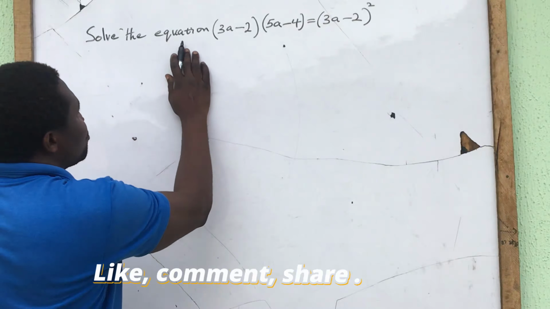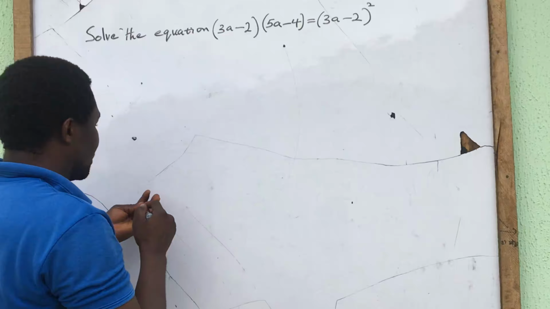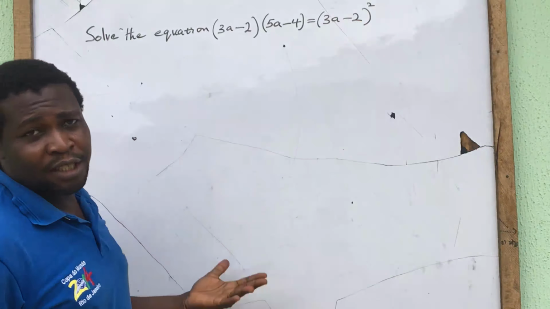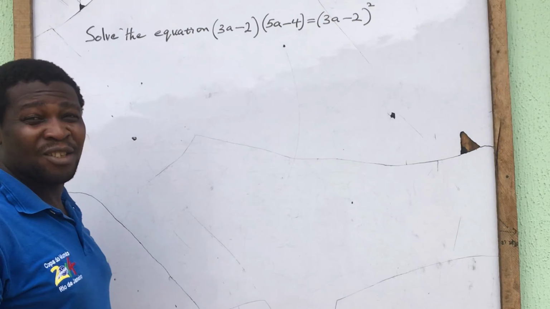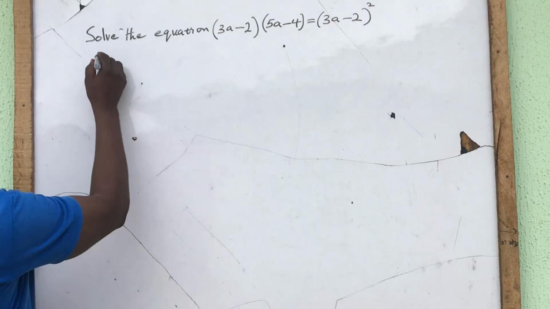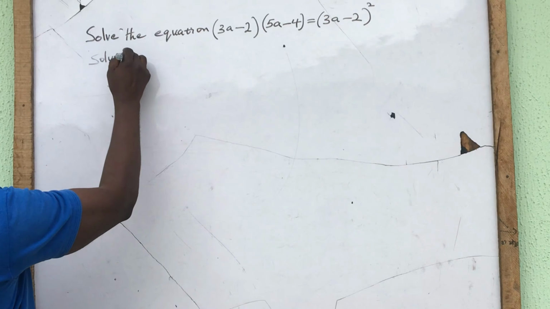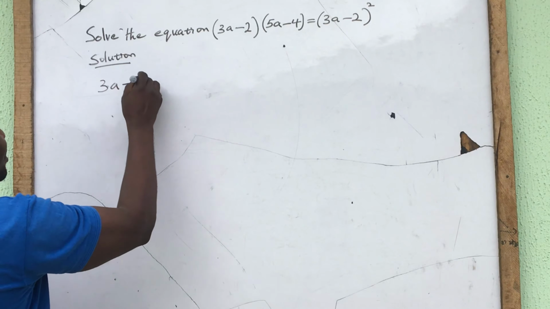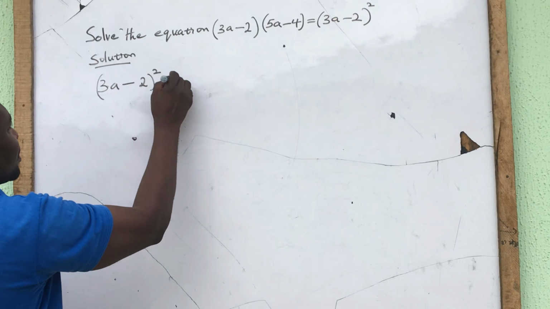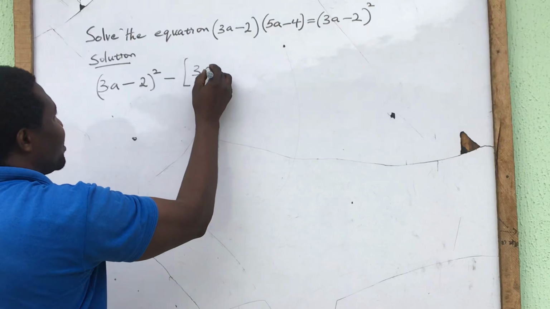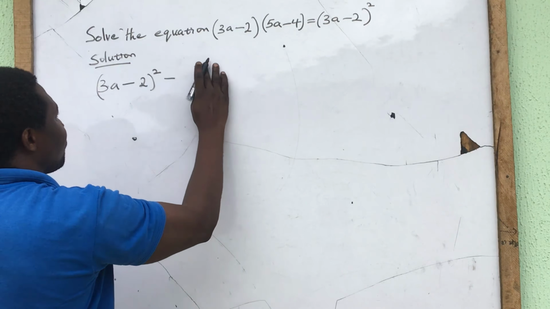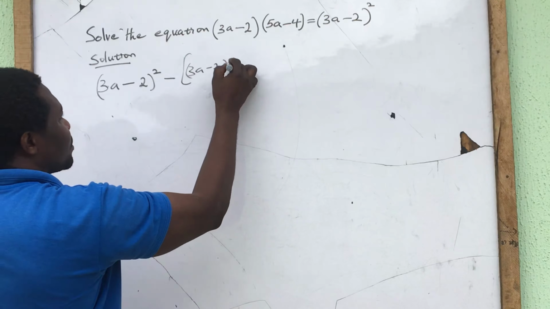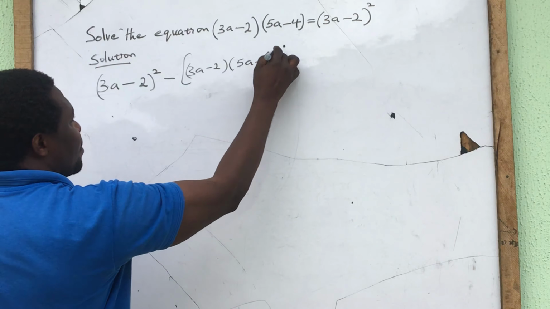Next, solve the equation 3a minus 2 times 5a minus 4 equals 3a minus 2 squared. This is a quadratic equation. The first thing to do now, let's try to rearrange this equation. Let's solve this together. So we have 3a minus 2 squared minus 3a minus 2 times 5a minus 4.